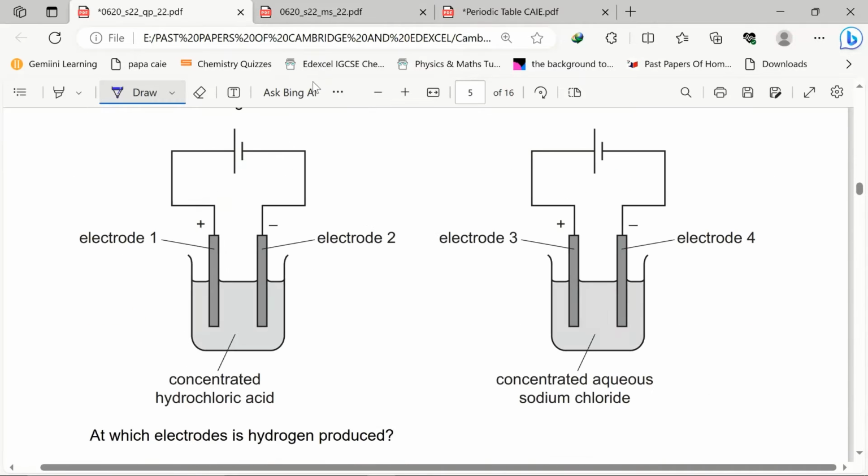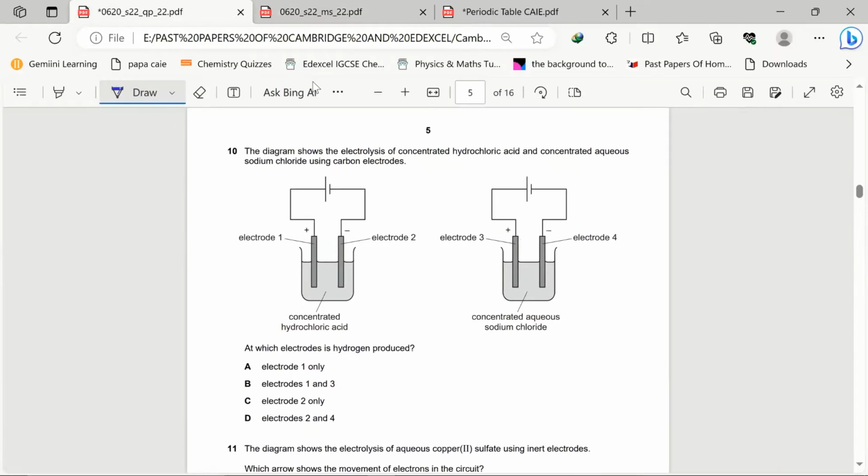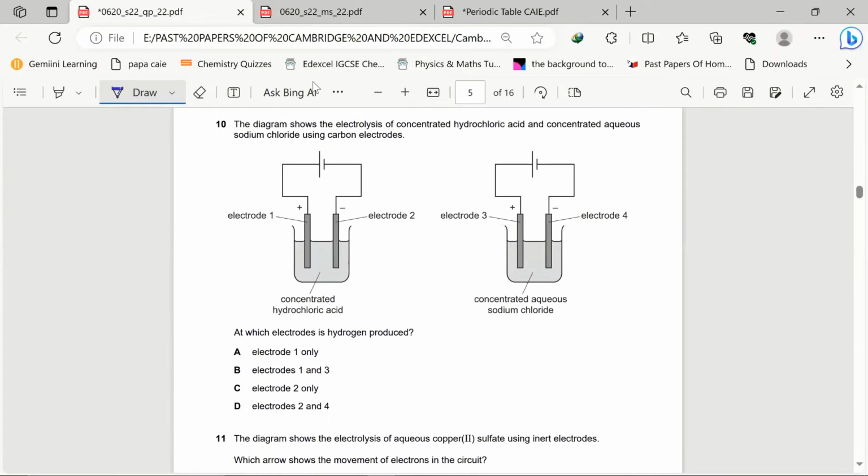Question number 10. Electrolysis. The diagram shows the electrolysis of concentrated hydrochloric acid and concentrated aqueous sodium chloride, both are concentrated. In hydrochloric acid, we have hydrogen ion and chloride ion, and since it is a solution, we need hydrogen ion and hydroxide ion to be considered, as water is present, and water is a weak electrolyte. And in concentrated aqueous sodium chloride, we have sodium ion, chloride ion, hydrogen ion since it is aqueous, and hydroxide ion present.